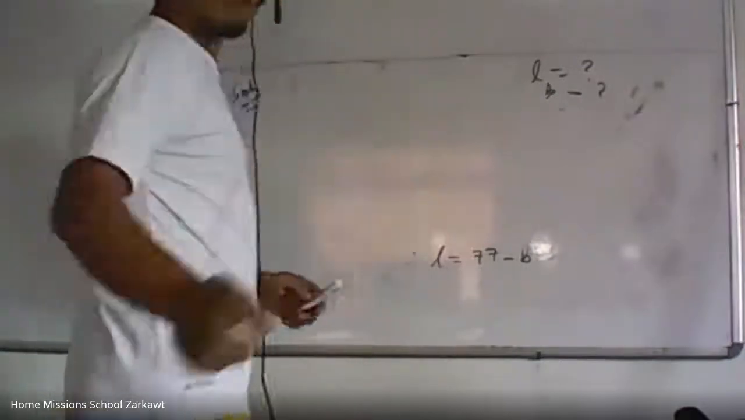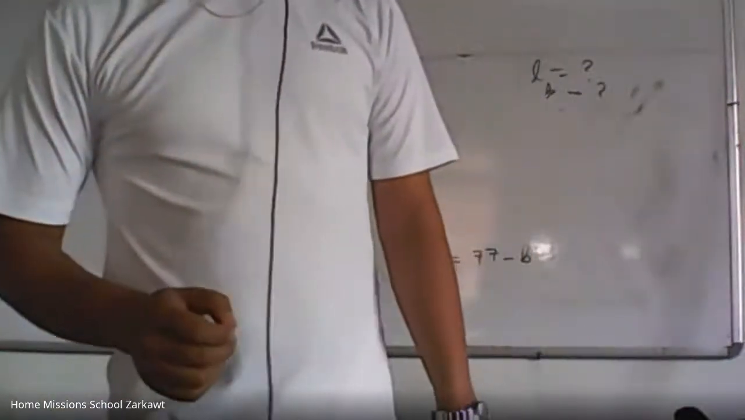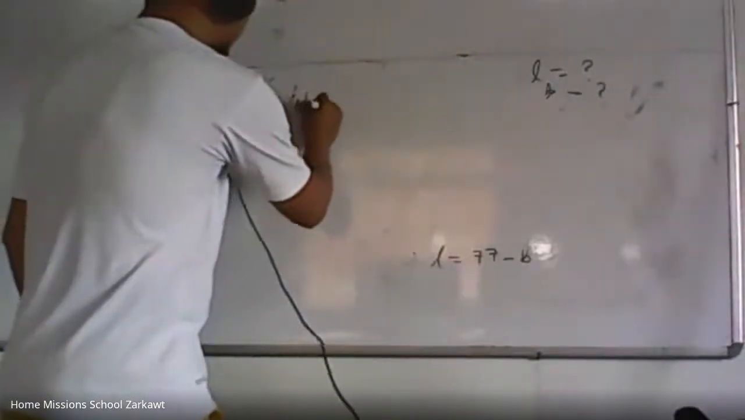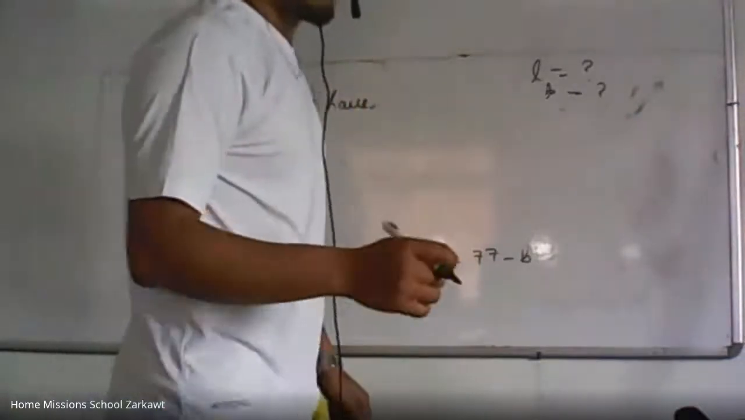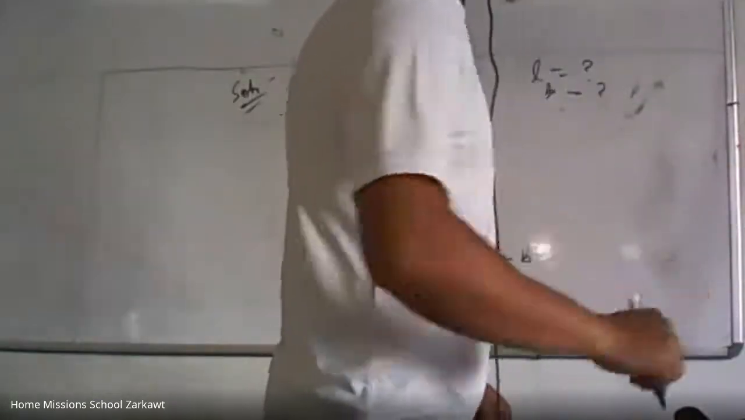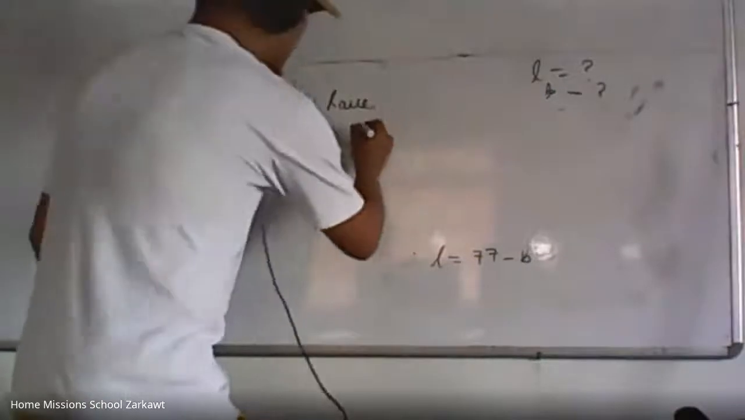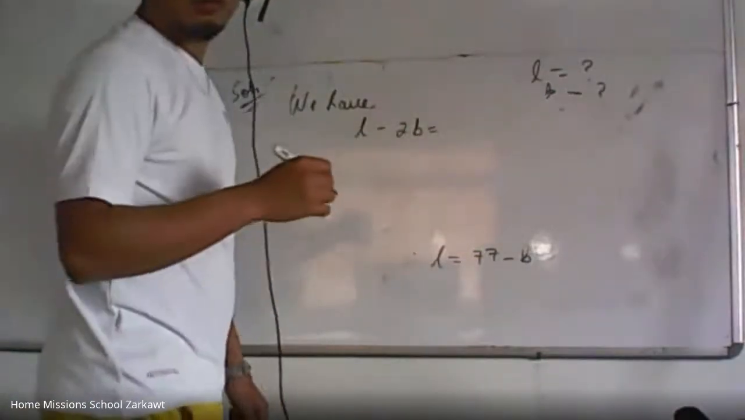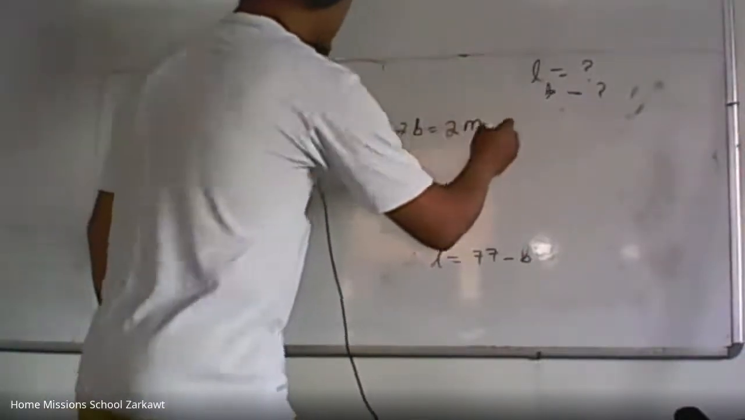We have L equal to 77 minus B. Now use the question from the textbook: its length is 2 meters more than twice its breadth. So what is the result? Exactly, 2 meters.